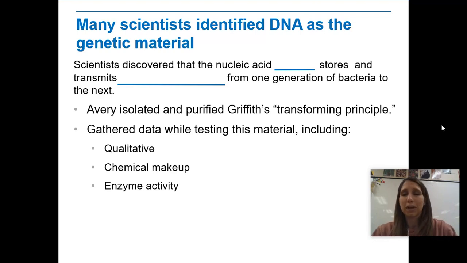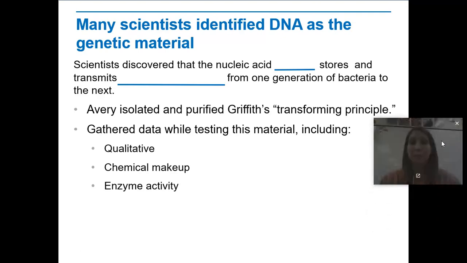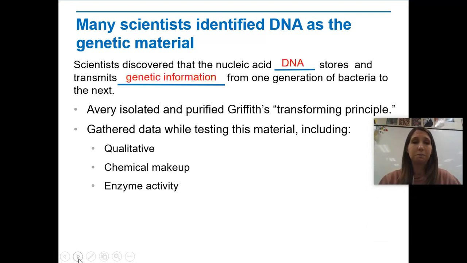And as part of that communication, he was able to isolate and purify his transforming principles. So he actually took Griffith's data, Griffith's results, the molecules that were involved in his study, and he was able to isolate the molecule that he thought was responsible for transforming these harmless bacteria into harmful bacteria. Okay, so again, the thing that was being passed from one to the next.